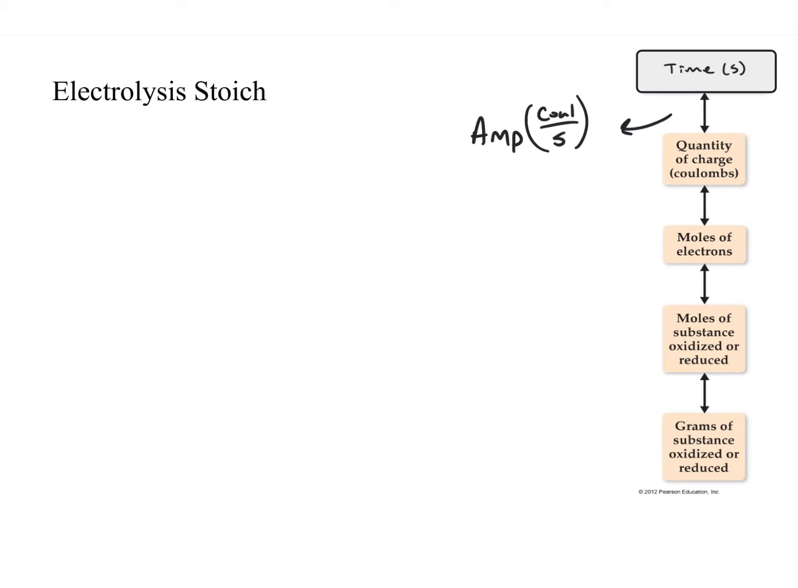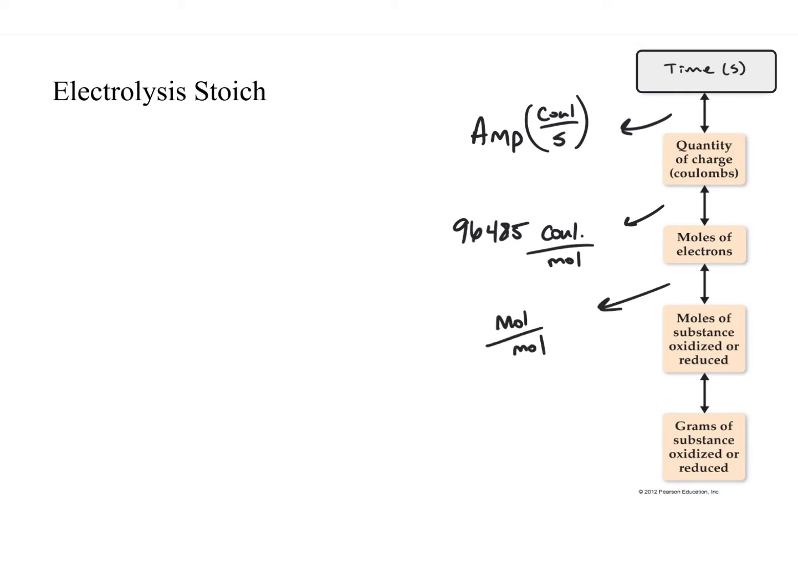Now, from coulombs of charge, you can then convert to electrons, specifically moles of those electrons. And in order to do that, you use Faraday's constant. So to go from quantity of charge to moles of electrons, you use 96,485 coulombs per mole. Now from there, it looks like traditional stoichiometry. You take moles of electrons and convert to moles of substance that you're trying to oxidize or reduce.